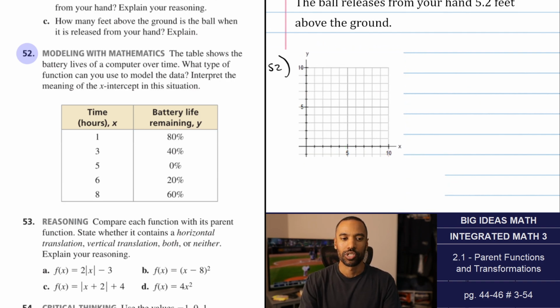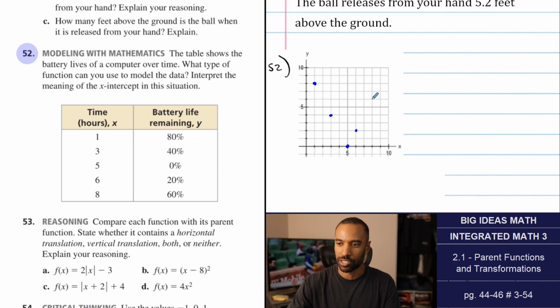All right, so time is x. 1 hour in, battery life is 80%. I hope you're good on this, like 8 being 80%. All good? All right, 80%. 3 hours in is 40%. 5 hours in is 0%. Looks like another absolute value. 6 hours in is 20%. 8 hours in is 60%. All right, looks absolute value-esque. Yes?